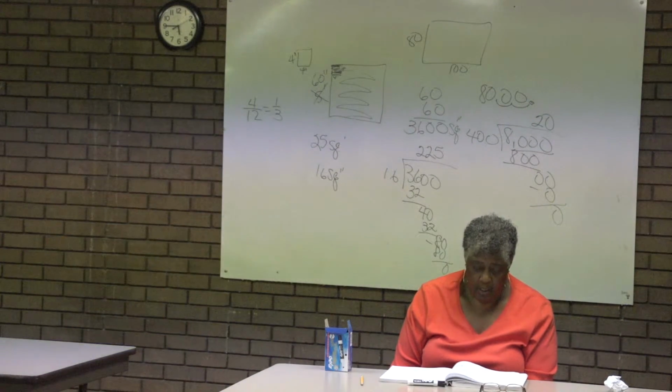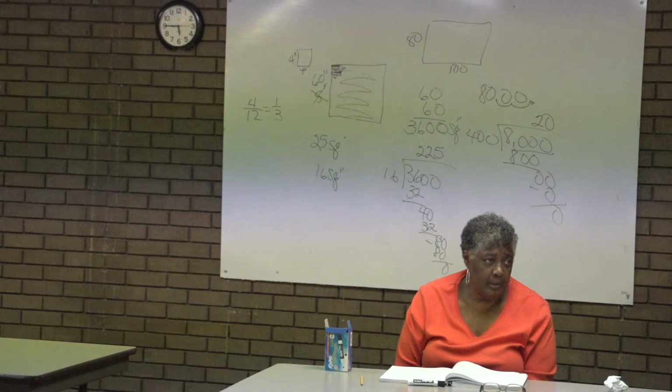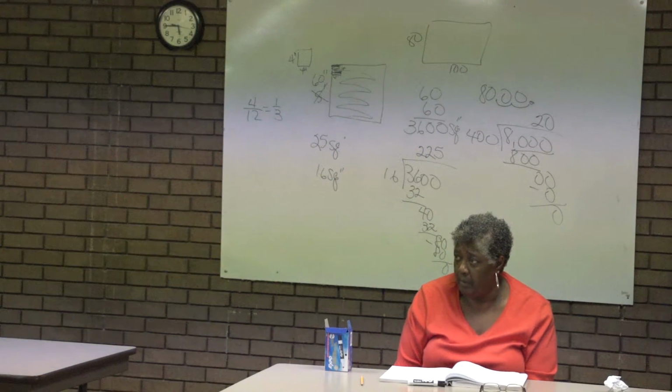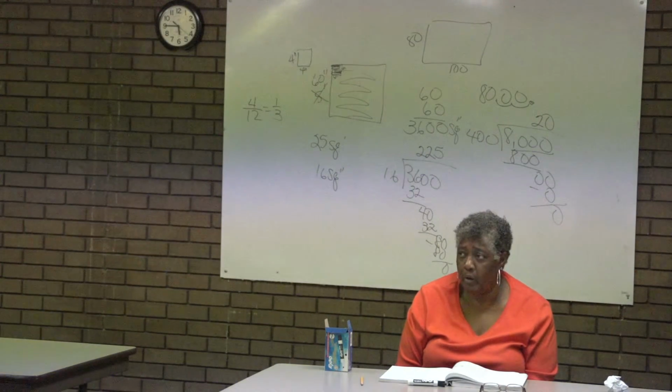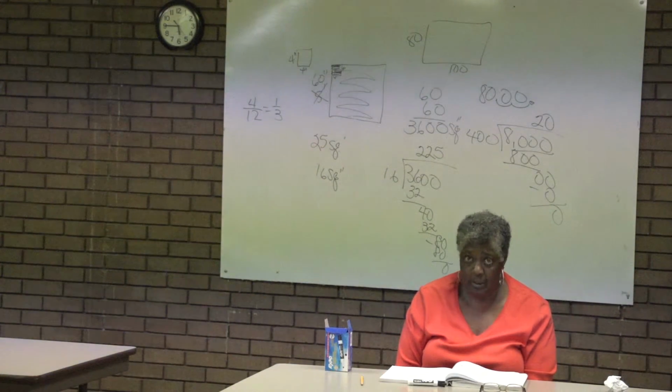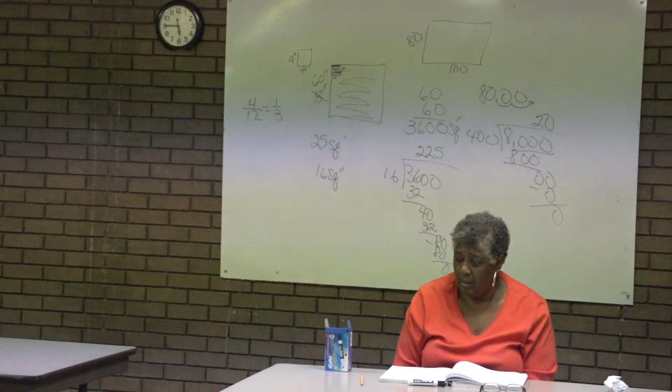Pi times the radius squared is your formula, right? Isn't that the formula? What's pi? 3.14. What's the radius? 15. Times 15 is radius squared, right? Okay, I get it.